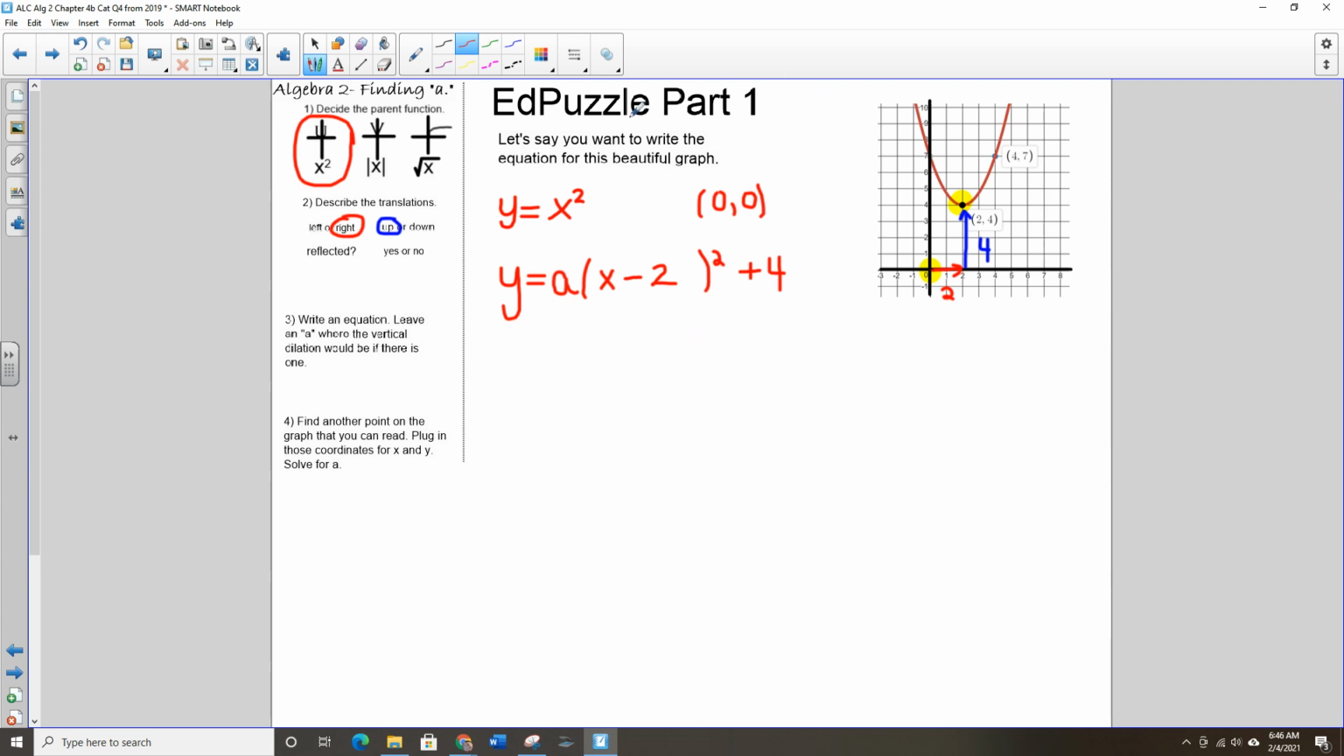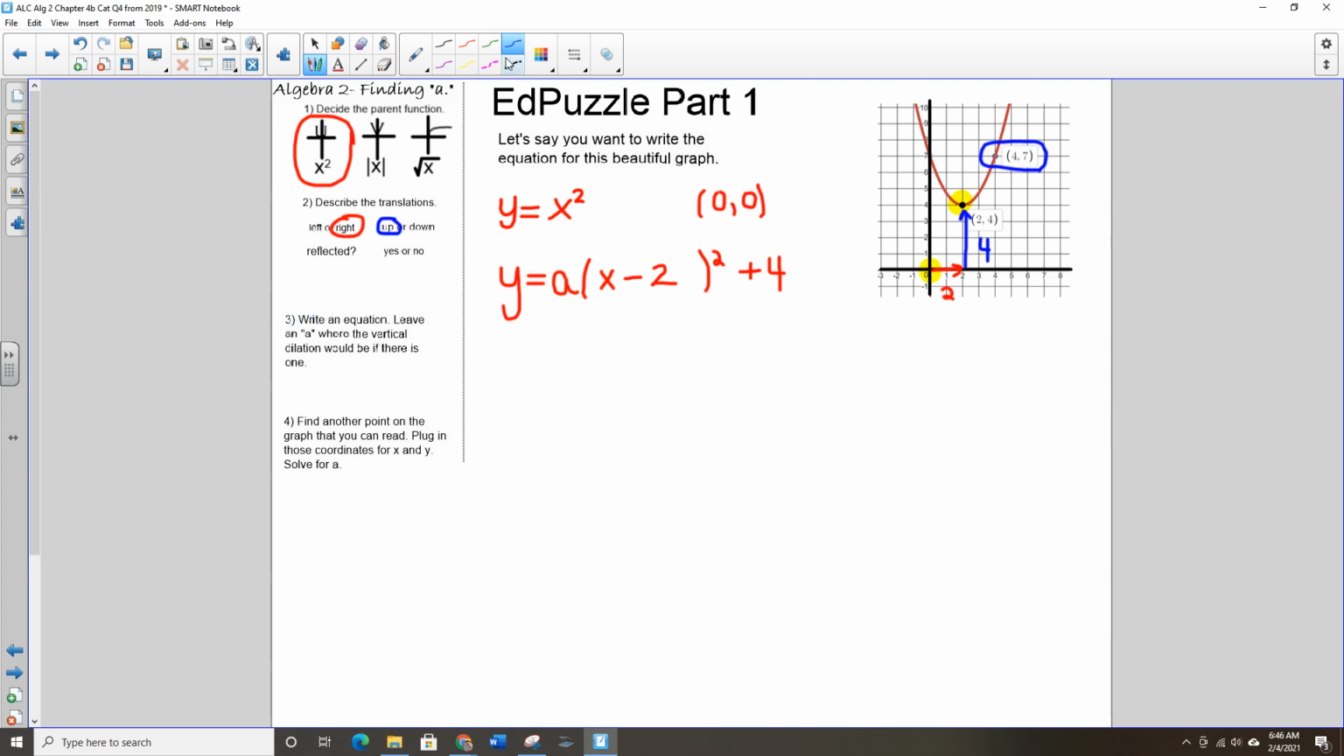So sometimes you'll be just looking at the graph and you'll have to pick the point to plug in. But when we're first working this out, we've got one clearly labeled for you. Never ever use the vertex. When you're plugging in a point at this point, never ever use the vertex. So which point are we going to use?